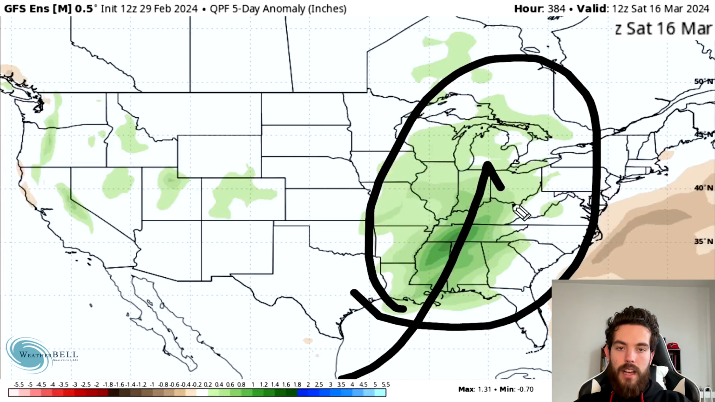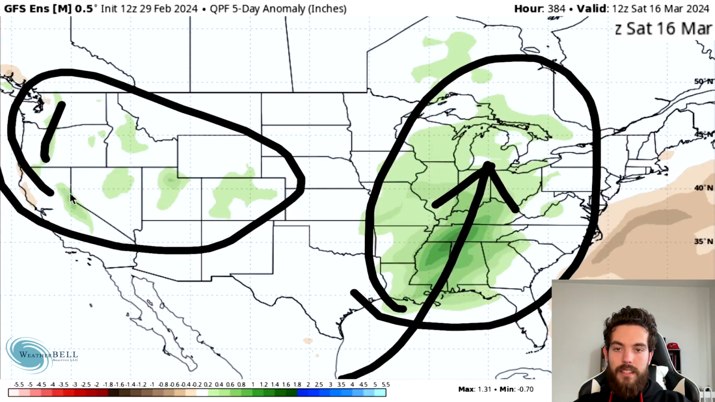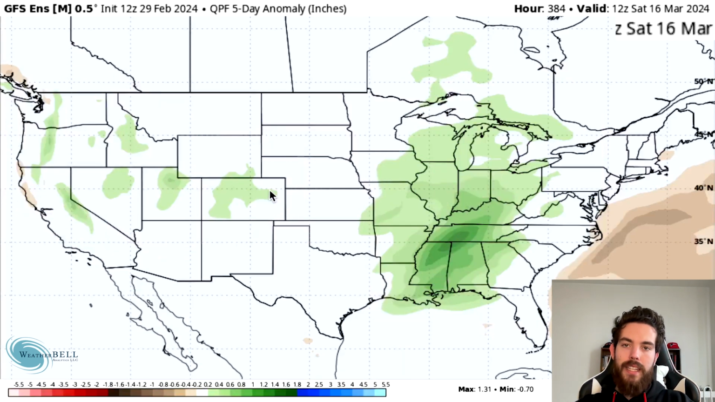So we definitely expect a lot of storms rising through this area as well, and also, again, the Cascades, Sierra Nevada, and the Rockies here, as we've been looking at for weeks now. I don't expect that to really end anytime soon.